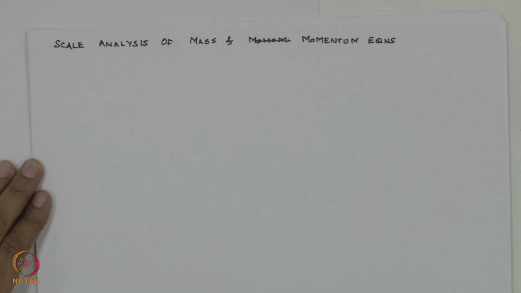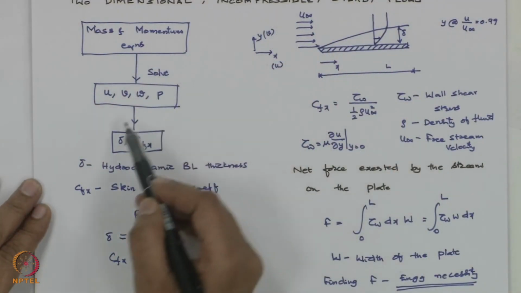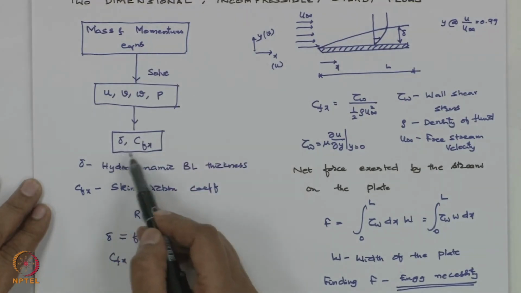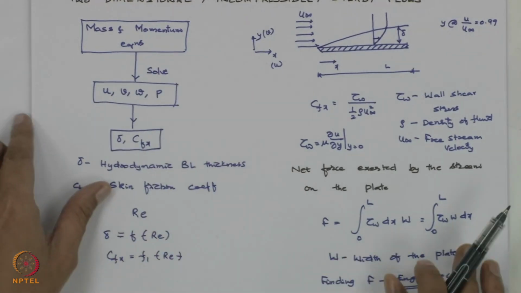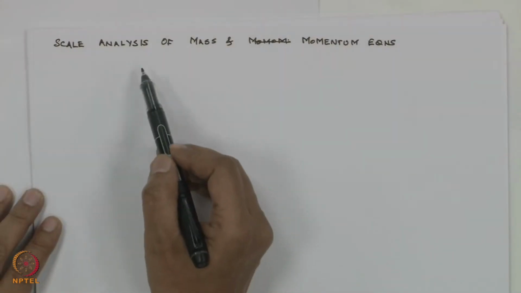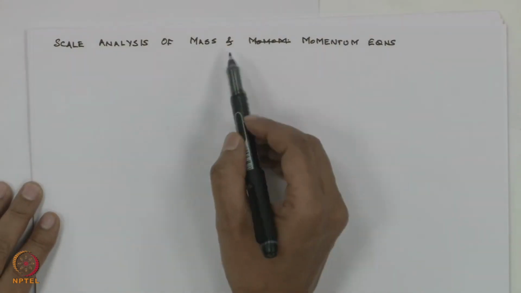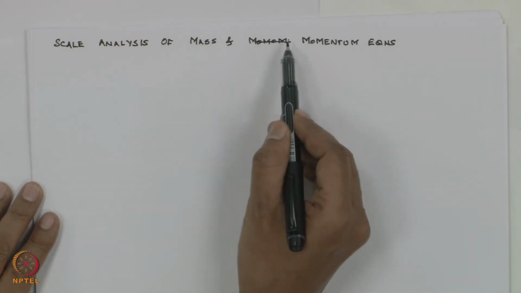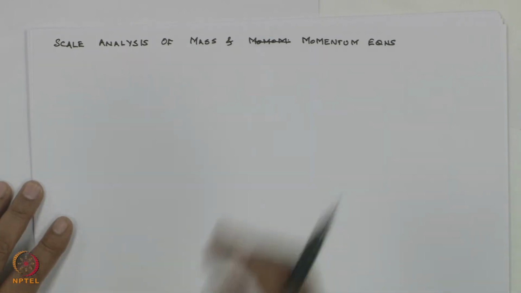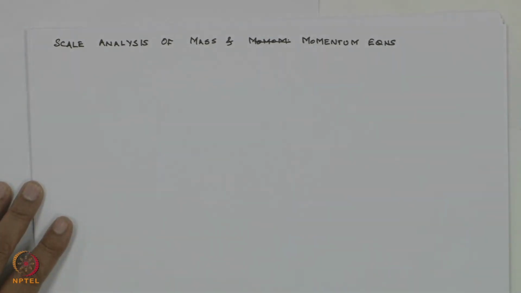If you recollect, we had found that if we solve the mass and momentum equations, we can get delta and Cfx. We will not solve these equations, but without solving them, we shall do the scale analysis and try to get delta and Cfx using the mass and momentum equations. So, let's do that.